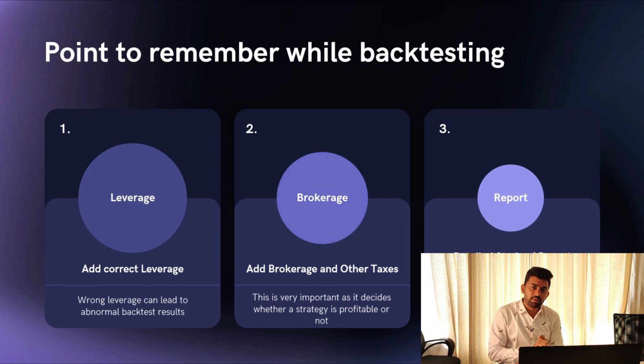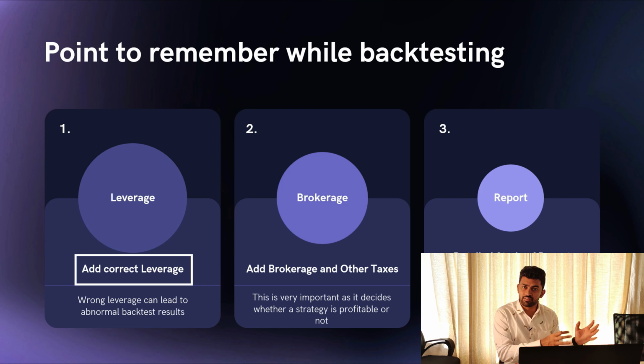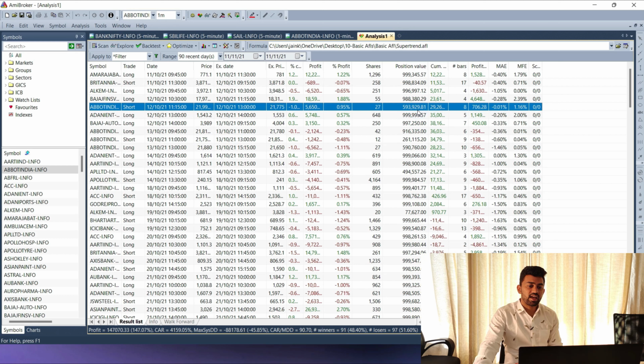Here are the points that you have to remember while backtesting. First, add correct leverage. Sometimes during intraday, if you have wrong leverage, it can lead to abnormal results. In my example here, I have taken a leverage of 10x. However, Indian brokers give leverage of around 5x or 3x itself.